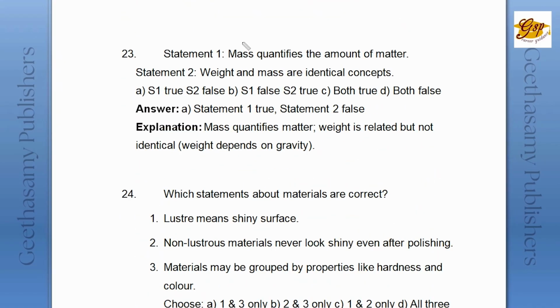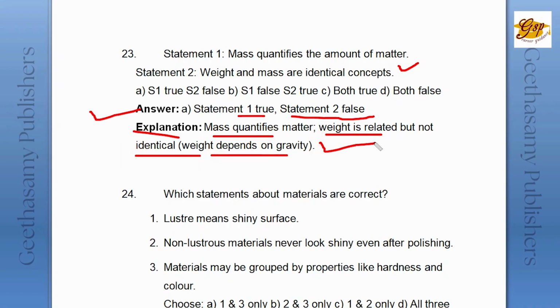23rd question. Statement 1: mass quantifies the amount of matter. Statement 2: weight and mass are identical concepts. S1 true, S2 false; S1 false, S2 true; both are true; both are false. The answer is A, statement 1 true, statement 2 false. The explanation is mass quantifies matter and weight is related to it, but not identical. So weight depends upon the gravity. It's very, very important.